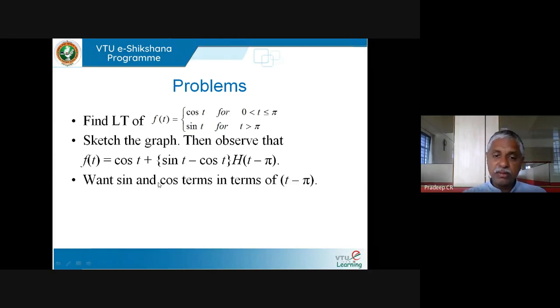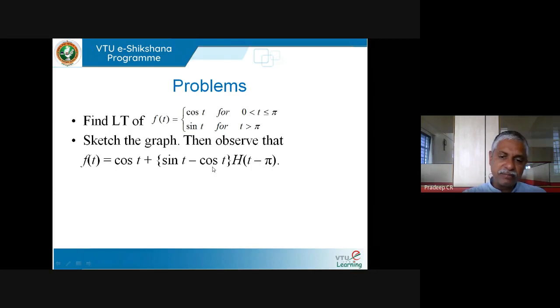Let us do that. So, I'm not remembering details. Okay, sorry. But anyway, I'll tell you. Laplace of this plus Laplace of this, plus Laplace of sin t into h(t minus pi) minus Laplace of cos t into h(t minus pi). Basically, I'm expanding this question. Keep a paper and pen and write down whatever I'm telling you. Laplace of this plus Laplace of sin t into h(t minus pi) minus Laplace of cos t into h(t minus pi). This is what I want to find.